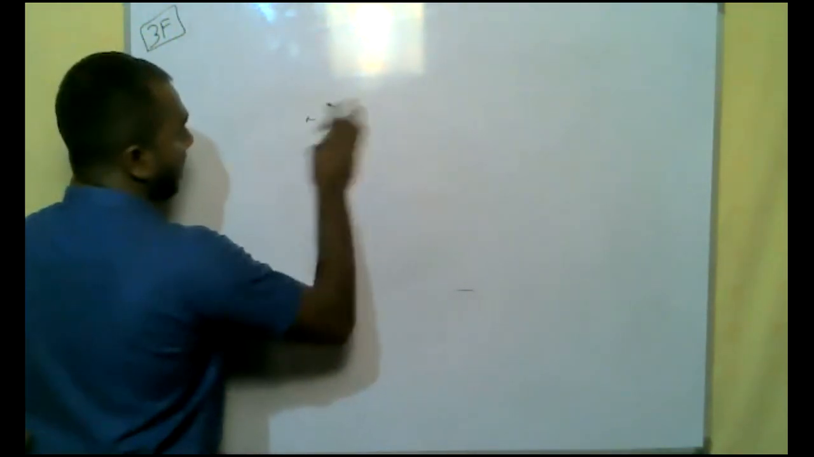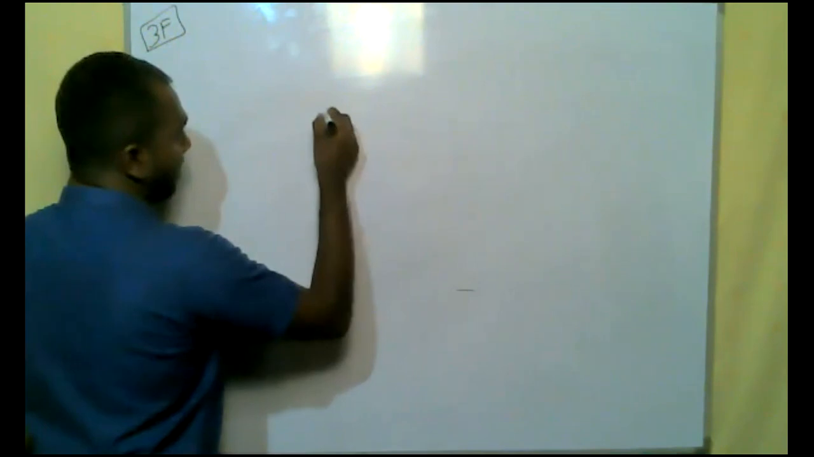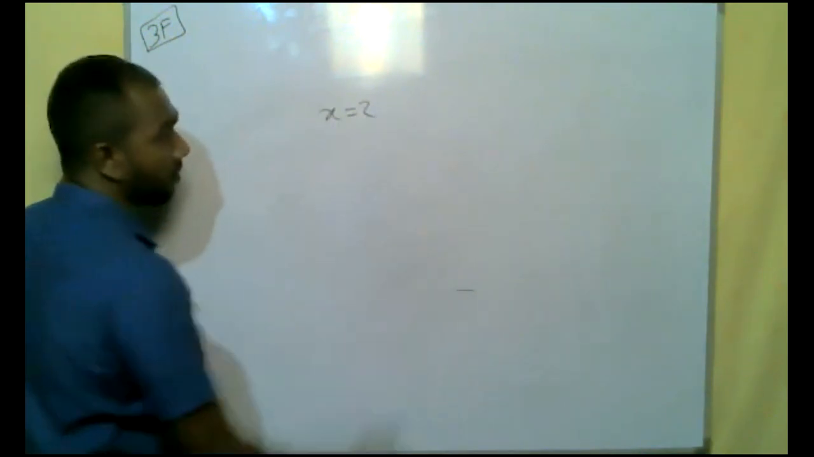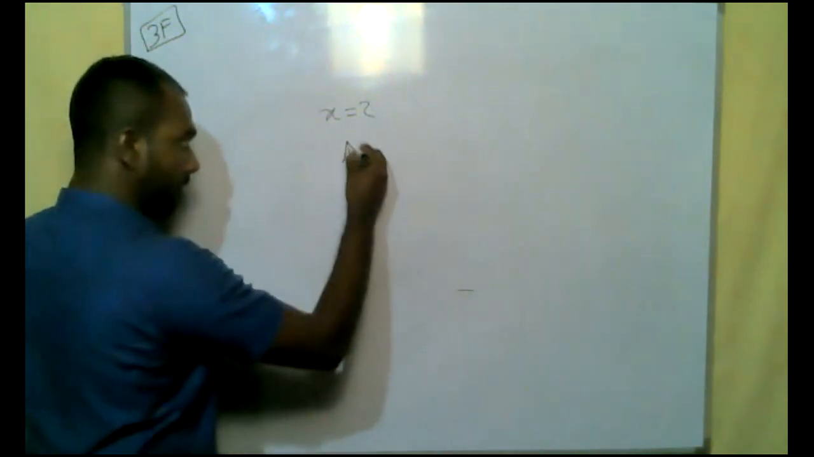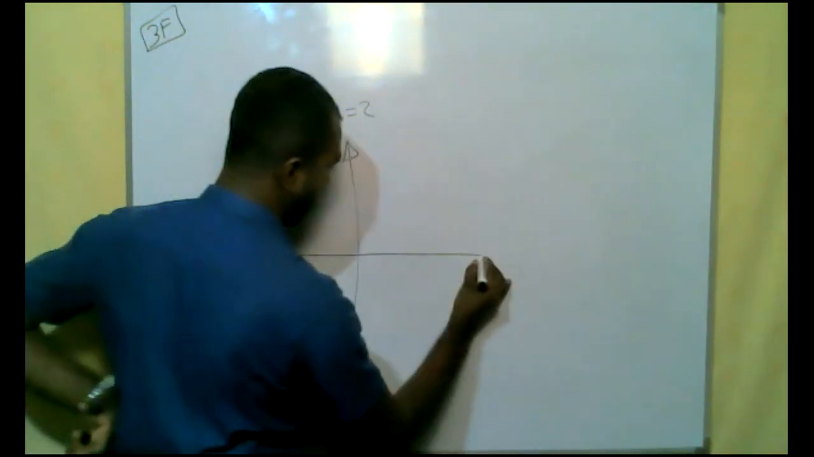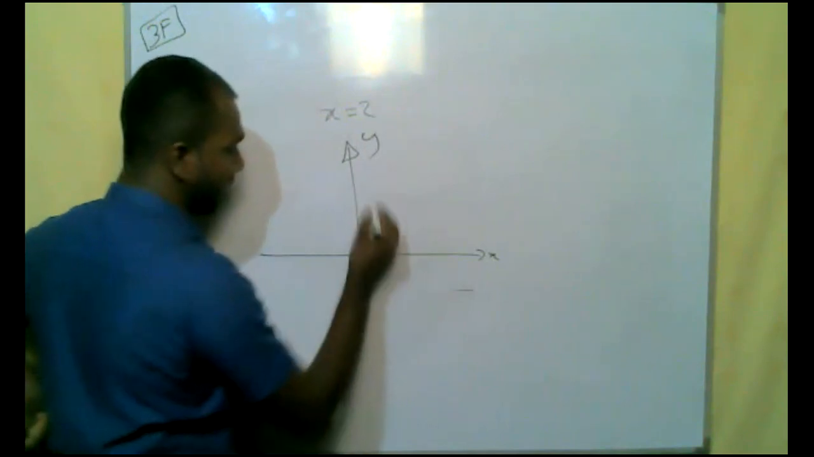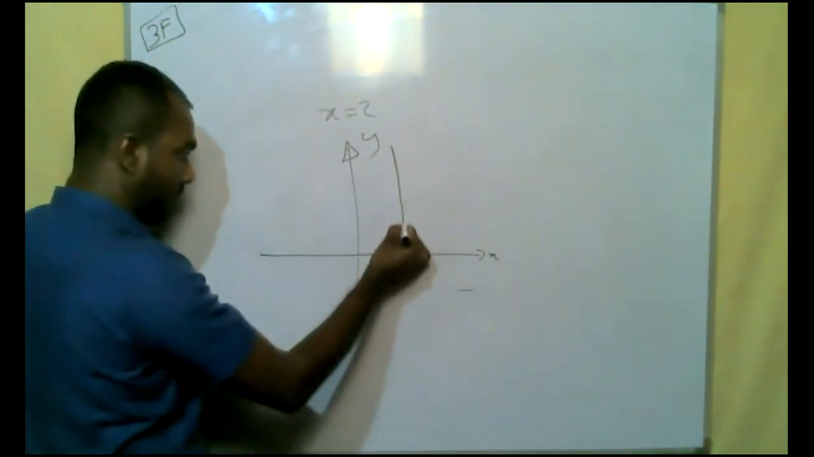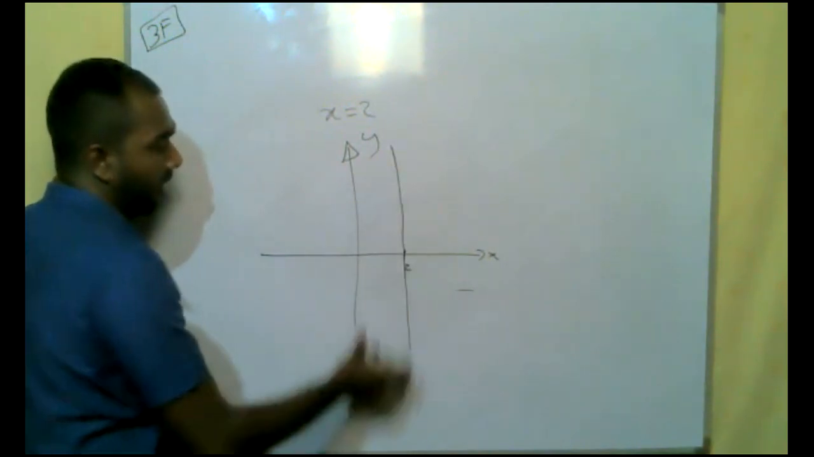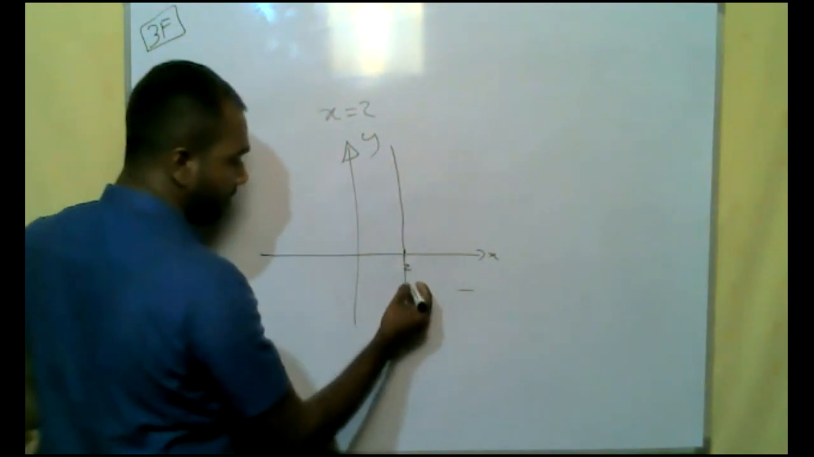Try to draw these lines. X equals 2, how to draw it on the grid? We can easily do it. X, Y. Where is x is 2? It's something here, no? So x equals 2 means a parallel line to the y-axis going through 2.